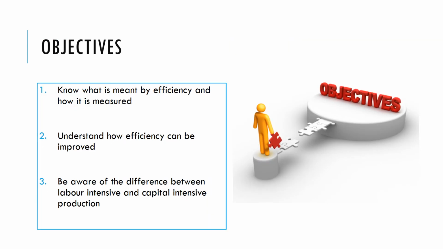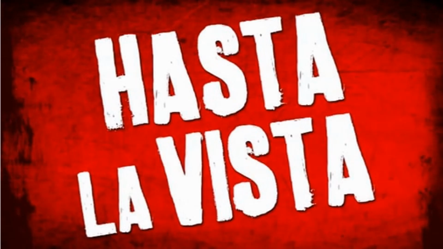So, in this video we've looked at efficiency, how it's measured, how it can be improved, and then lastly we've looked at the difference between labour-intensive production and capital-intensive production. That's it.